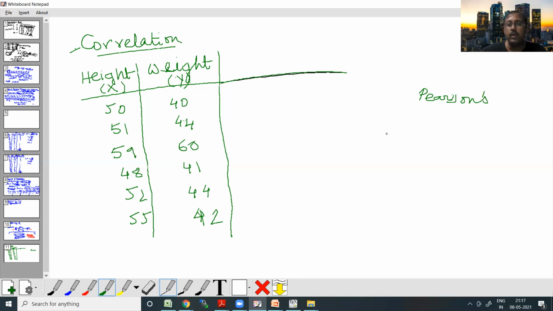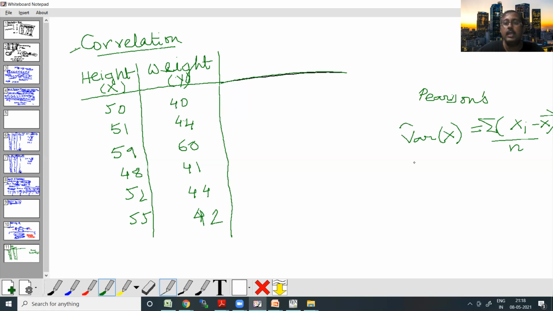Before that, we need to understand, just like variance, what is the formula of variance? When we say var of x, how do we find out the var of x? As we have already seen, it is the summation of xi minus x bar, squared, divided by n. Same thing, var of y will be the summation of yi minus y bar, squared, divided by n.